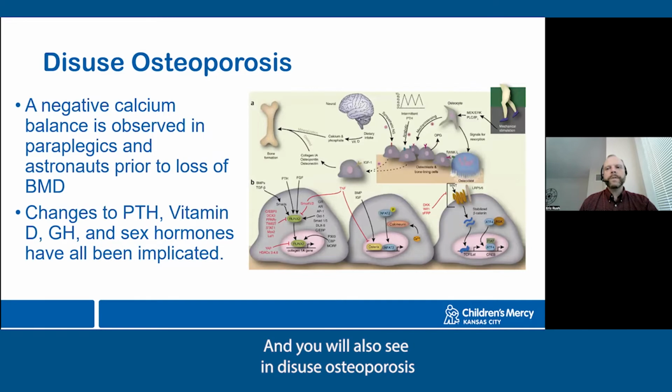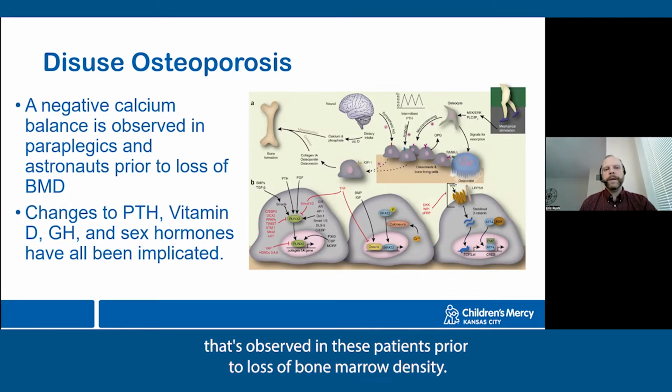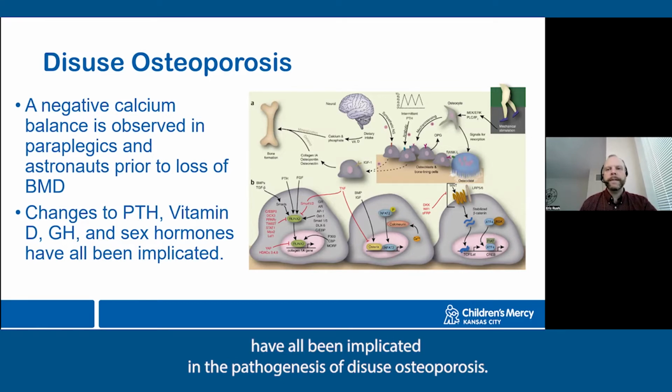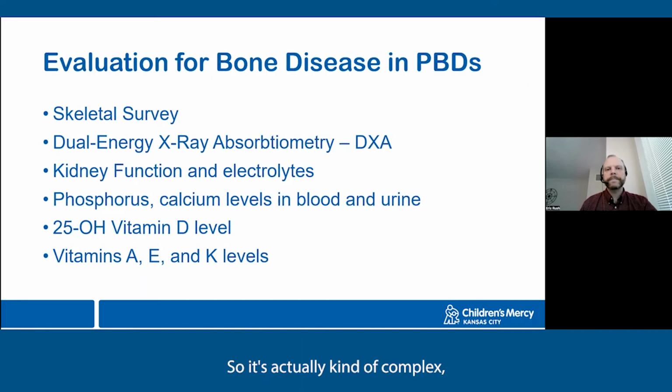And we'll also see in disuse osteoporosis that there's overall a negative calcium balance that's observed in these patients prior to loss of bone mineral density. They'll start excreting more of it. And there's also some hormonal changes. PTH, vitamin D, growth hormone, testosterone and estrogen have all been implicated in the pathogenesis of disuse osteoporosis. So it's actually kind of complex.